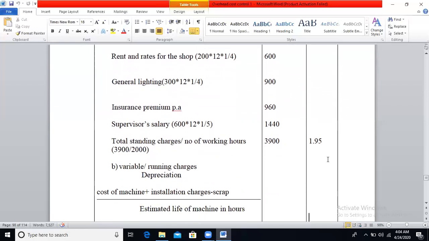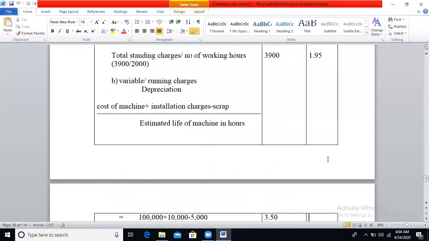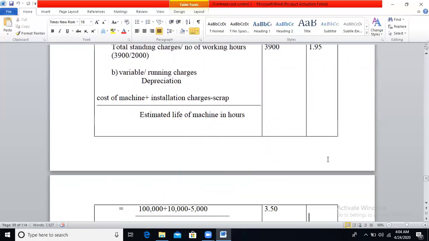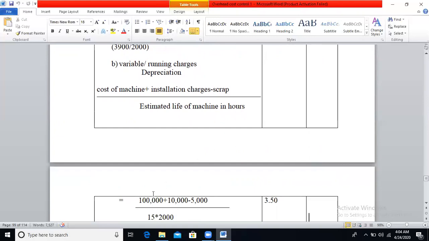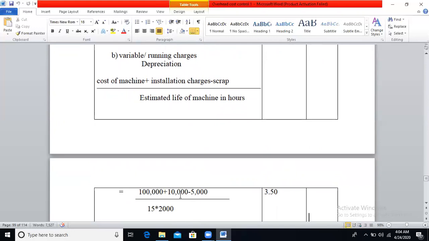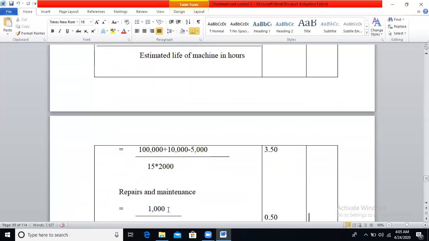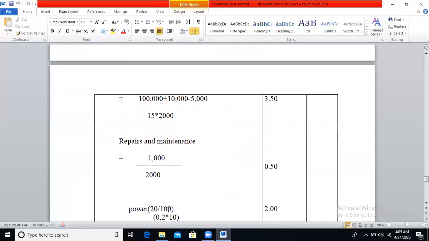Then variable or running charges are expenses. First is depreciation. Here for depreciation they have given 1 lakh as the cost of machine, and installation charges also they have mentioned, 10,000, minus scrap value 5,000, divided by, here they have given only 15 as the estimated life of the machine. If they have given only years, then you have to multiply with the number of working hours to get estimated life of machine in hours. So if you have calculated, you will get depreciation per hour for this machine as 3.50.